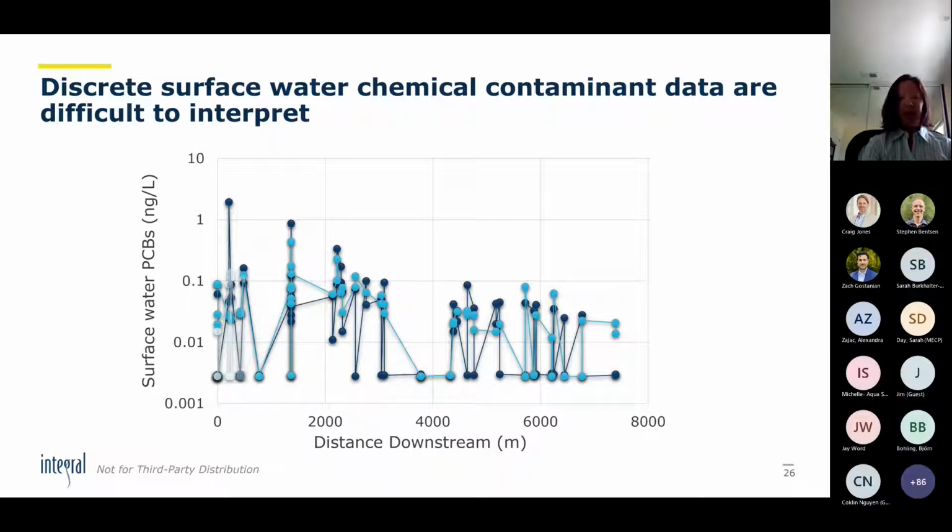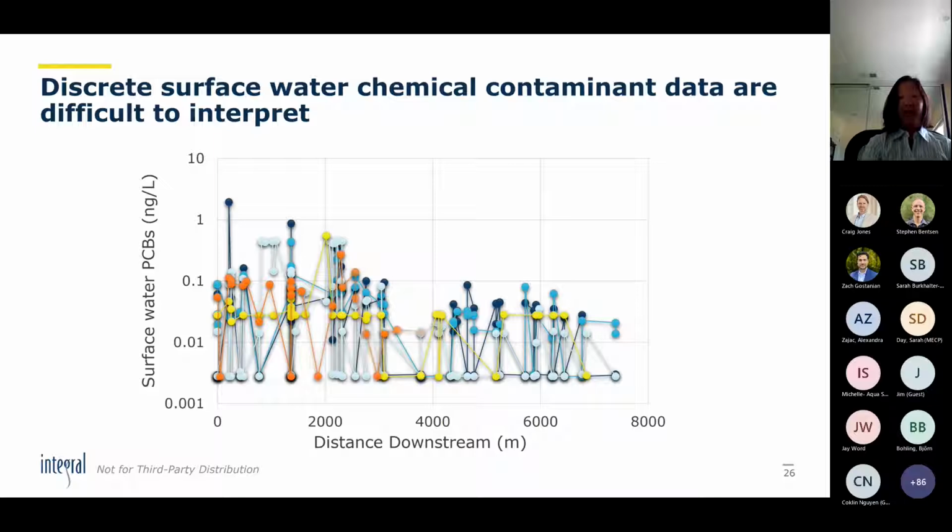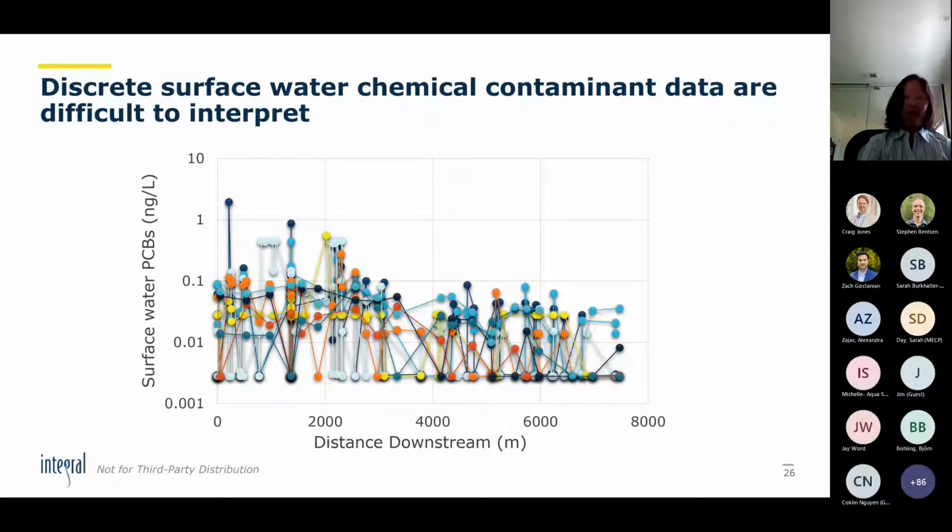And Craig, I'm sorry, if you can hit it again, that animation should continue. There we go, thanks. So data were collected during different seasons, different tidal phases, and different environmental conditions. So note that this y-axis is in log scale, which means that the concentrations of COCs collected in the same location span over 3 orders of magnitude. So if you squint at this figure, you might be able to say that COCs decrease with distance downstream, but otherwise it's difficult to make heads or tails out of this data set.